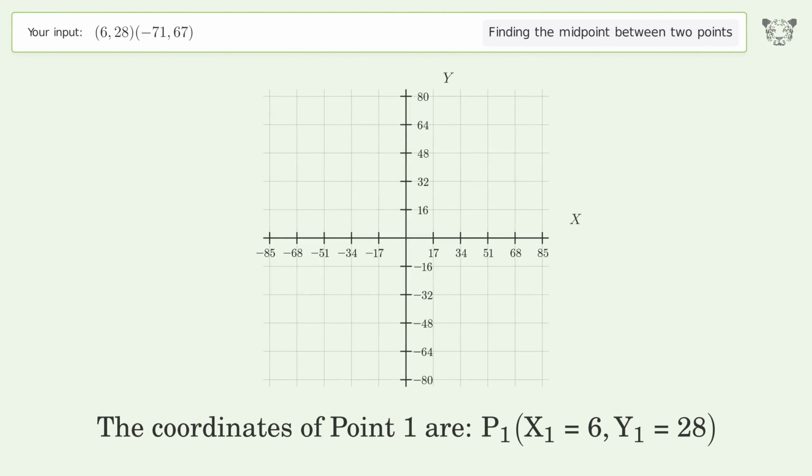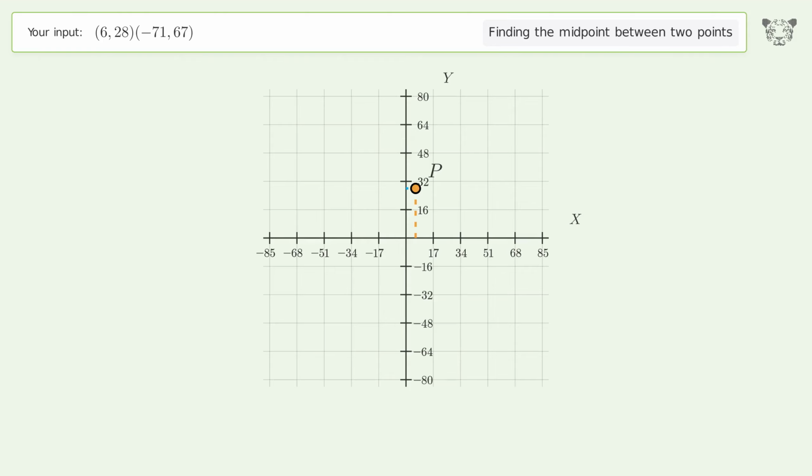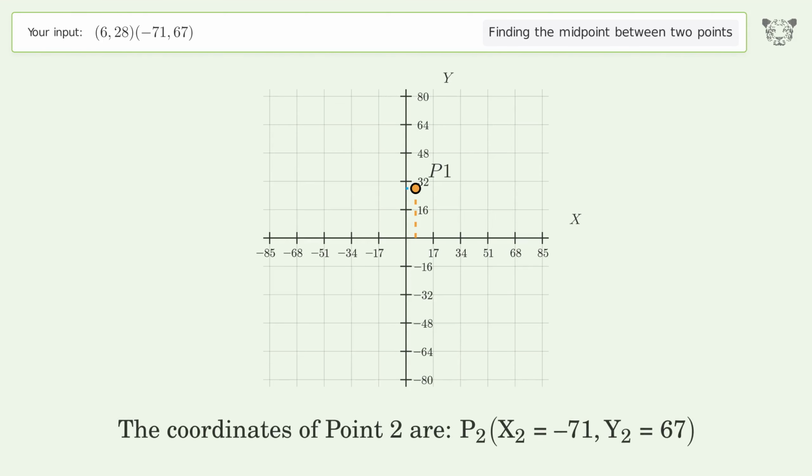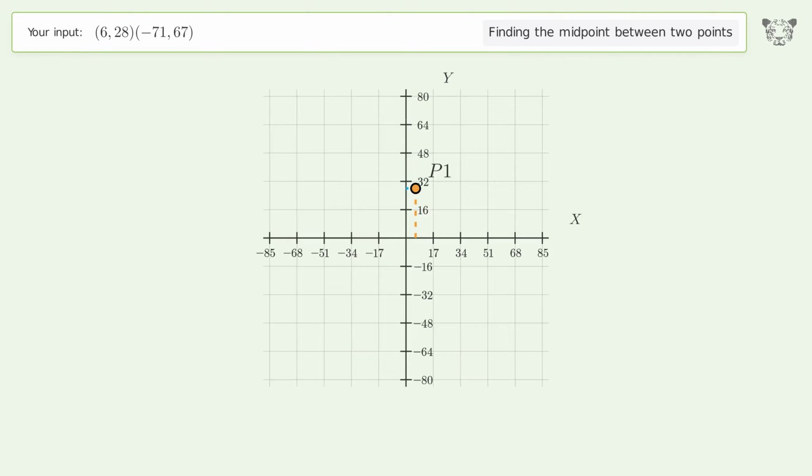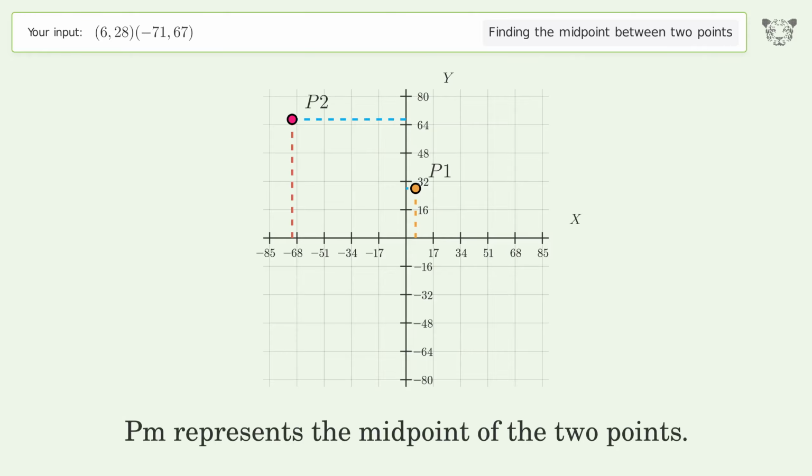The coordinates of point 1 are x1 equals 6, y1 equals 28. The coordinates of point 2 are x2 equals negative 71, y2 equals 67. PM represents the midpoint of the 2 points.